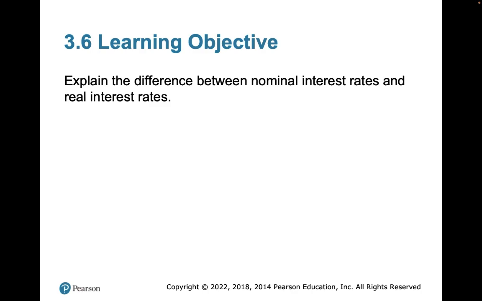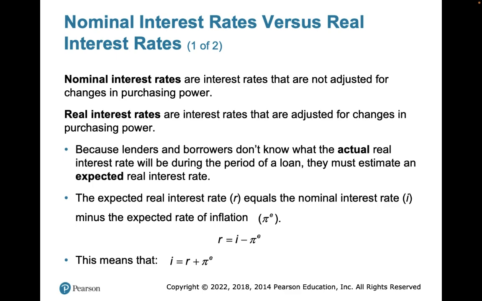We're going to explain the difference between nominal interest rate and real interest rate. Nominal interest rates are interest rates that are not adjusted for changes in purchasing power, and real interest rates are interest rates that are adjusted for changes in purchasing power. Why do they adjust? Because lenders and borrowers don't know what the actual real interest rate will be during the period of a loan. They must estimate an expected real interest rate. The expected real interest rate equals the nominal interest rate minus the expected rate of inflation. This is the formula.